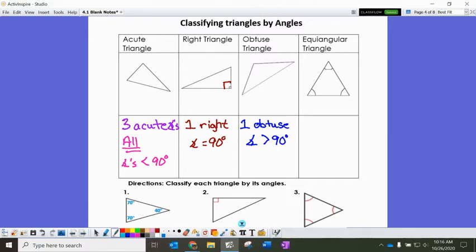Similarly, you can only have 1 obtuse angle because you've only got 180 degrees to split between your 3 angles. So if one of them is bigger than 90, you can't have another one bigger than 90 as well, or it wouldn't be a triangle. It would be bigger than 180.